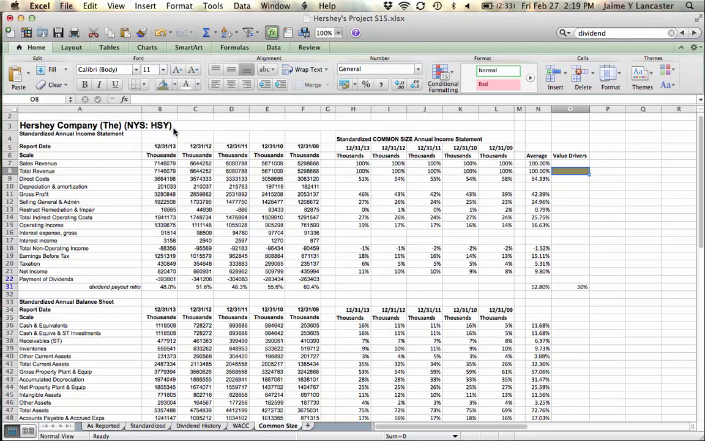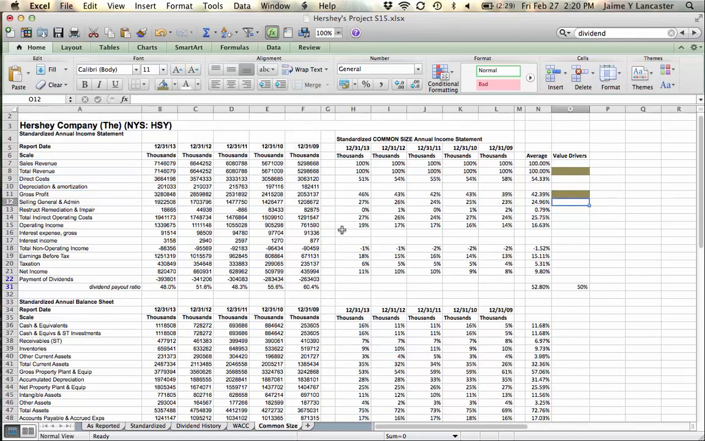I'll just take a few of these. Direct costs, we're going to forecast as a percentage of sales. Depreciation and amortization, we'll forecast as a percentage of fixed assets at cost. But gross profit is going to be revenue less direct costs and depreciation and amortization. So its value is going to depend on the forecasted values of these three items.